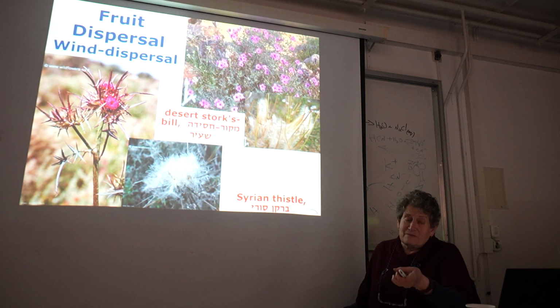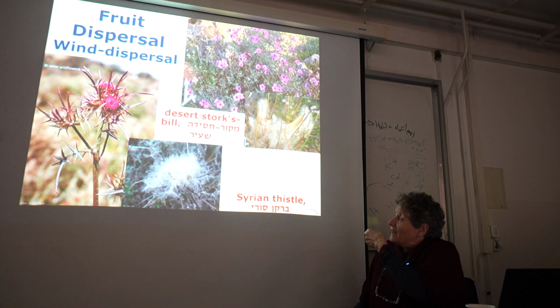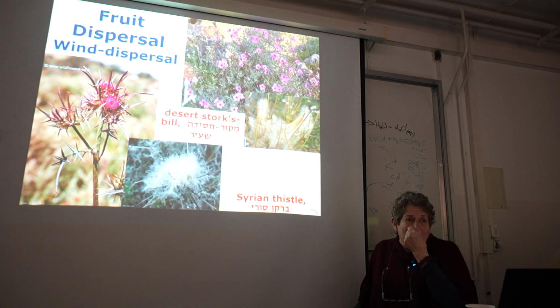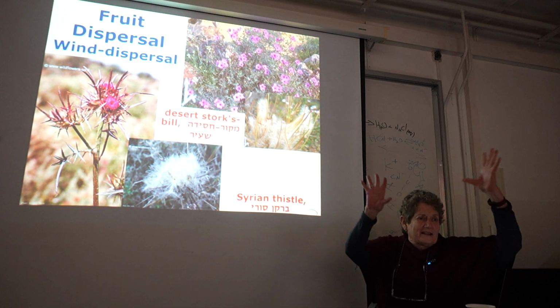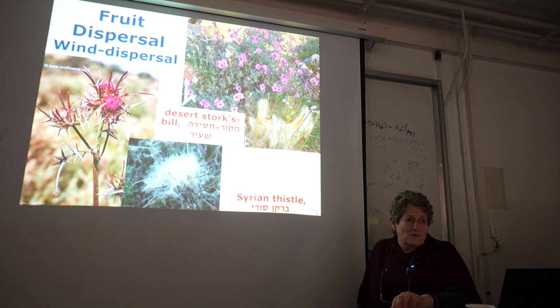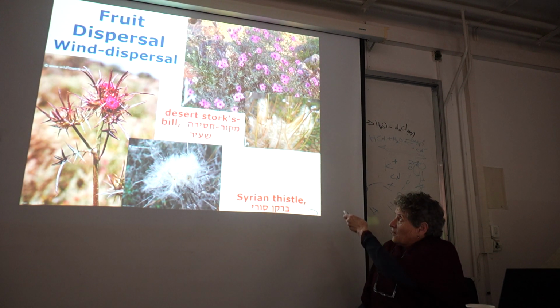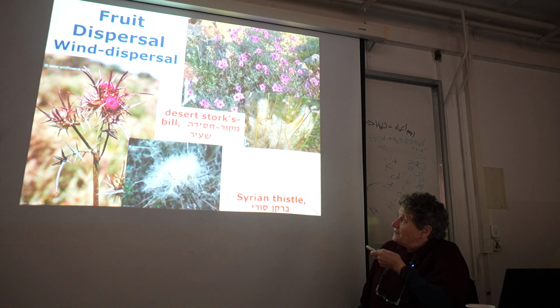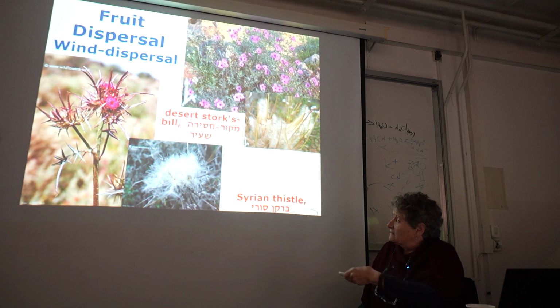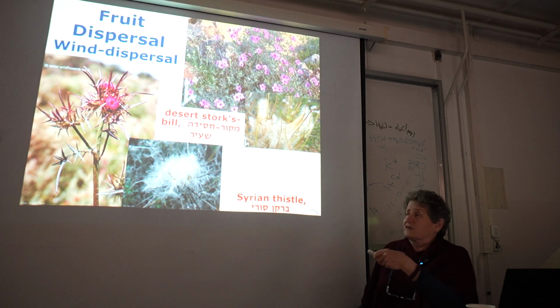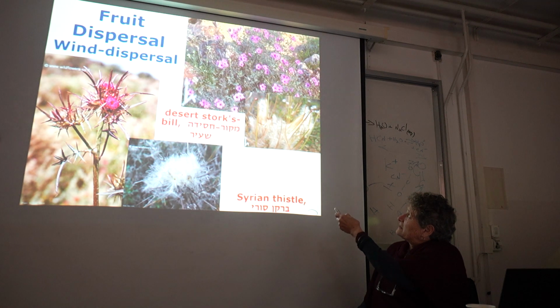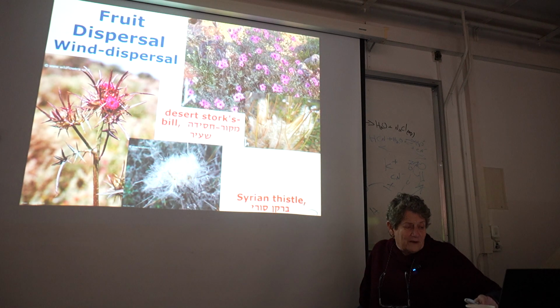Seeds and fruits that are dispersed by wind. I am sure that everyone here as a child picked these, and you blow on them and the wind takes them wherever. These are examples of plants, and by the way, most of the thistles that we see, the thorny plants, we have several species here, have these types of fruits, and their seeds are dispersed by the wind. This is another shrub example, the desert storkbill.